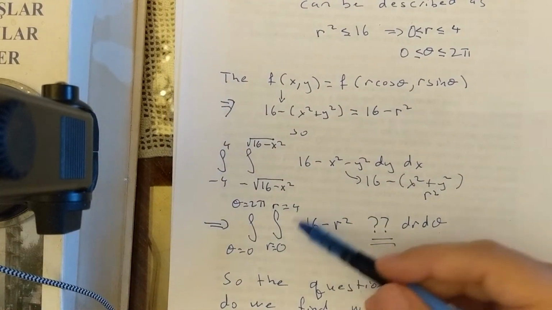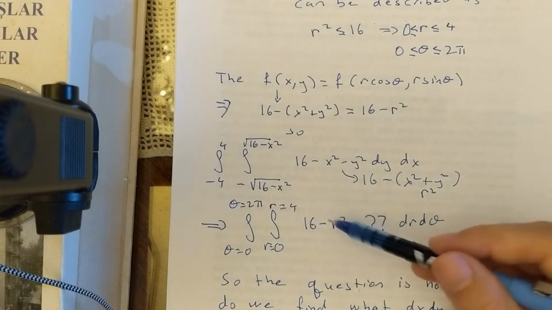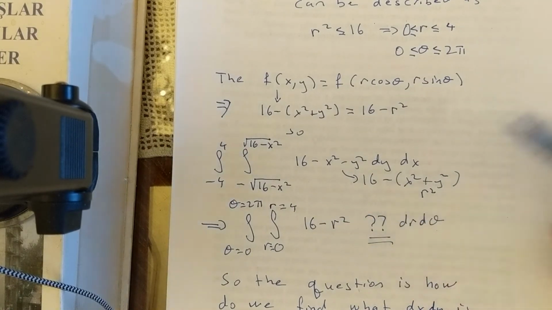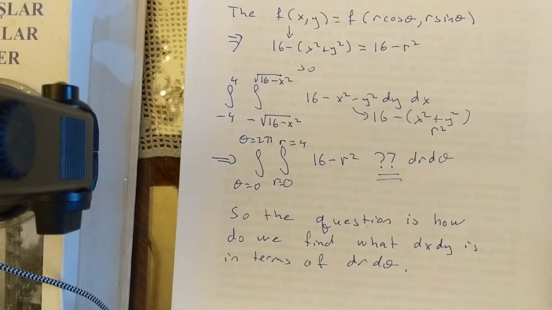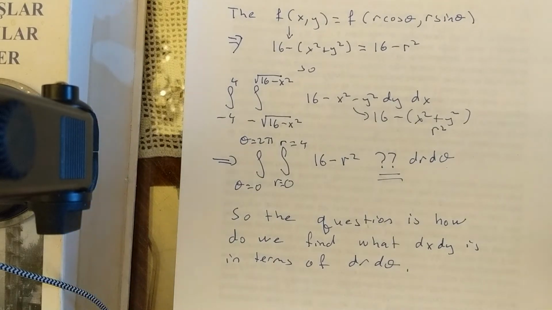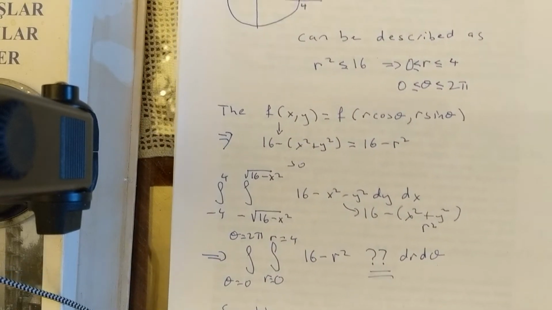So the region was easy, and the integral is going to be dr d theta. The function was easy. But what is this conversion? How am I going to calculate that? That's what we're going to try to do today. What's going to go in here is the absolute value of what we call the Jacobian. And we're going to talk a little about that.